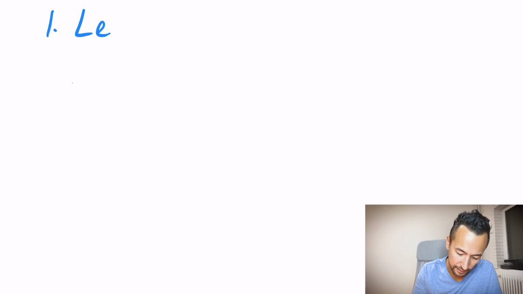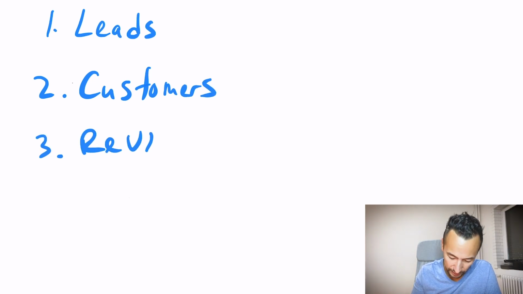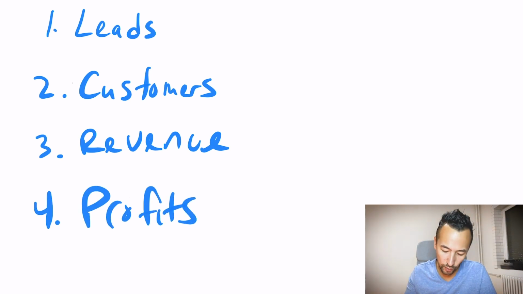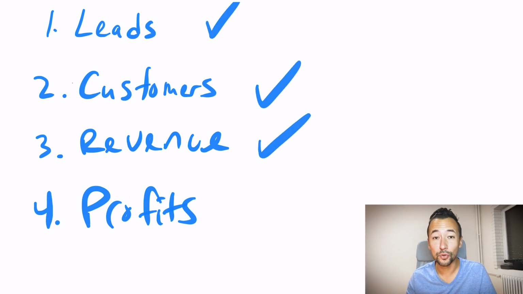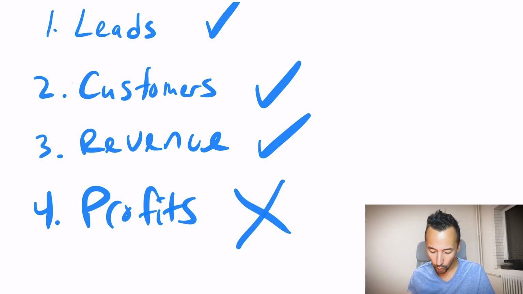Let's jump in. Now, every client has leads. Every client has customers. Every client has revenue. Every client has profits. Okay, so we can really work with leads, we can work with customers, and we can work with revenue. What we can't do is work with profits. We don't want to get involved in profits. We want to get involved in one of these three.